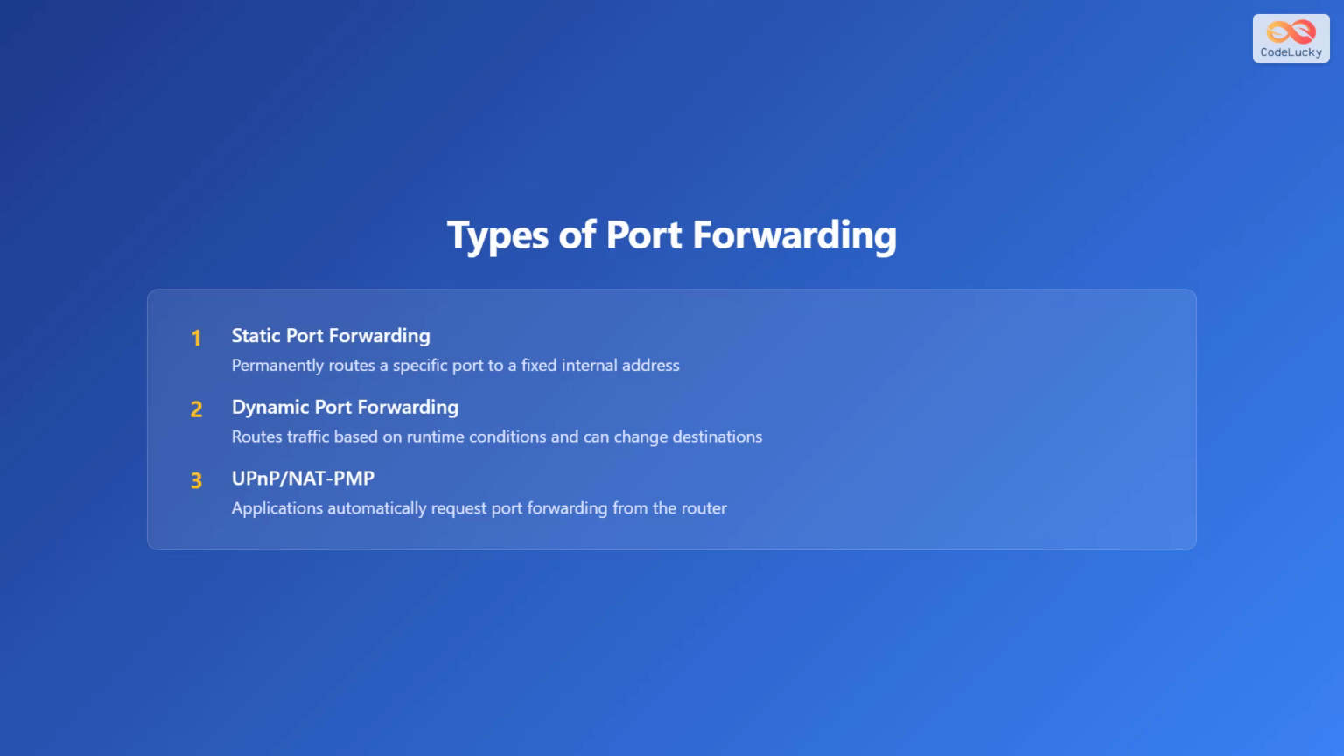There are three main types of port forwarding. First, static port forwarding permanently routes a specific port to a fixed internal address. This is the most common and straightforward method. Second, dynamic port forwarding routes traffic based on runtime conditions and can change destinations based on the situation. Third, UPnP, or NAT-PMP, allows applications to automatically request port forwarding from the router without manual configuration. This is convenient because applications can set up their own port forwarding when needed.